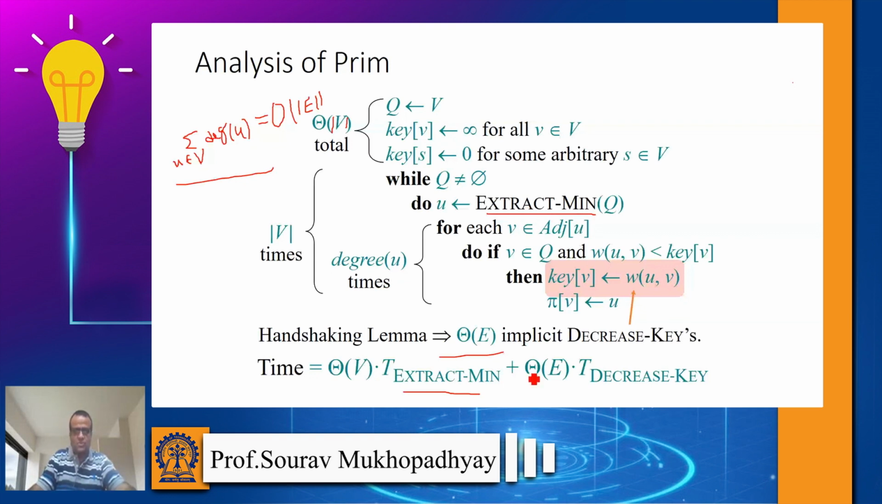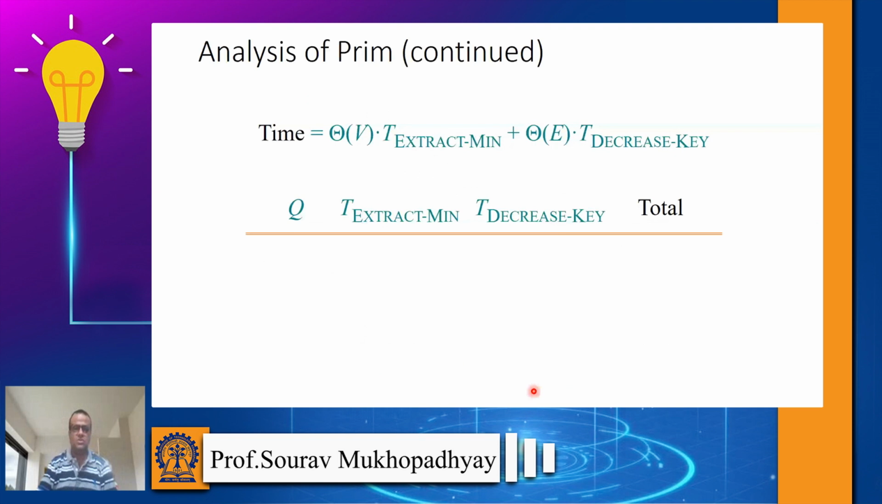Plus, because in this loop we are doing the decrease key operation, how many times? The summation of this many times. This is order of E. So order of E into the time required for decrease key. Now, depending on these two, the time will depend on the data structure we'll be using. So this is the total time complexity for Prim's algorithm: order of V into the time required for extract min plus order of E into the time required for decrease key.